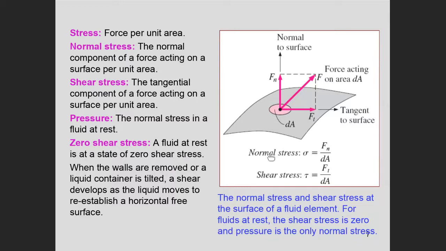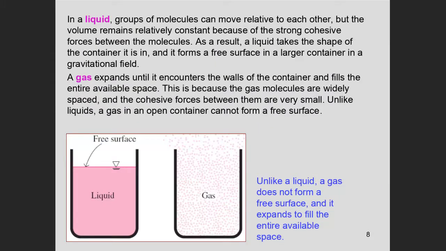So there is a normal stress, that is a pressure. Stress is force per unit area, basically. Normal stress is the normal component, which is the pressure. And then the shear stress is the tangential. Pressure is the normal stress, as we said. Zero stress means the fluid is at rest. Zero shear stress, we are dealing with the fluid at rest without any force applied on it.